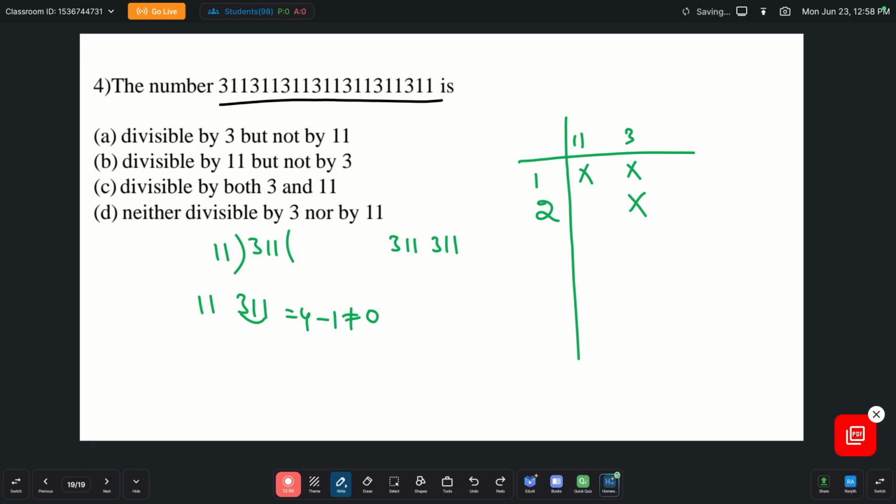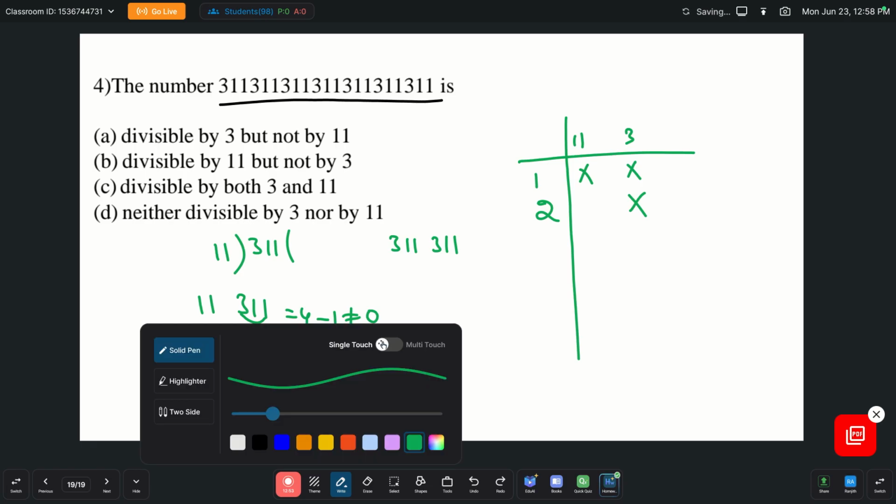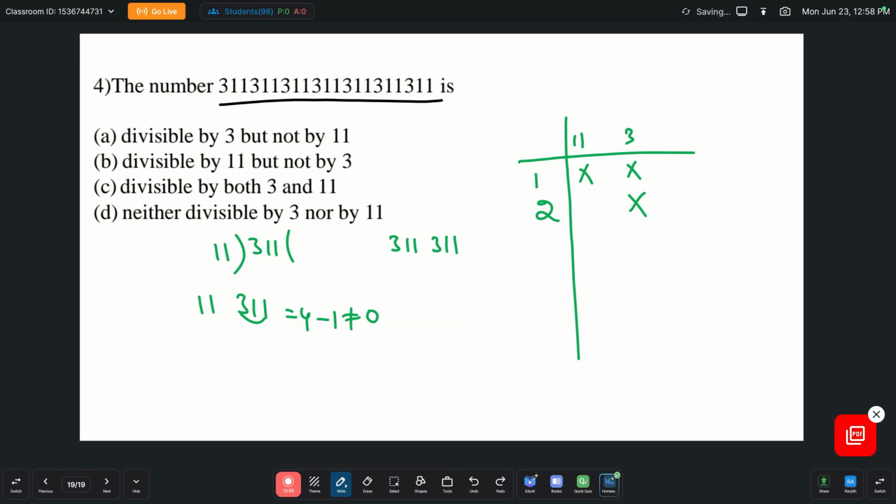Is the given number divisible by 11 table? In the sense, we need to take sum of odd minus sum of even. 3 plus 1 plus 1, 1 plus 3 plus 1 will be equal to 5, minus 5 will be equal to 0. So if I take 2 times, the given number is divisible by 11 table, but it is not divisible by 3 table. Next, if I take 3 times, 311, 311, 311.